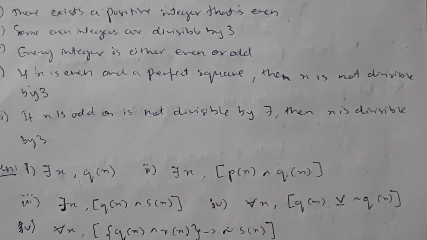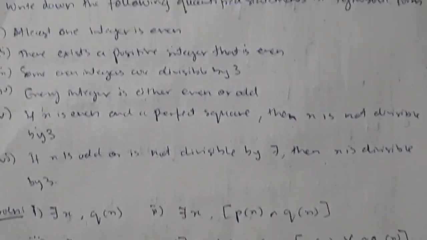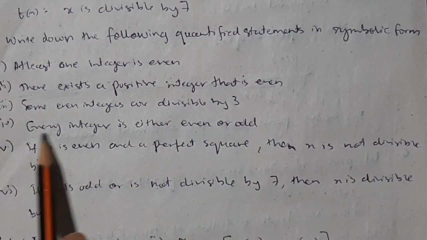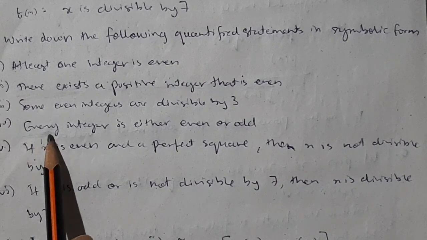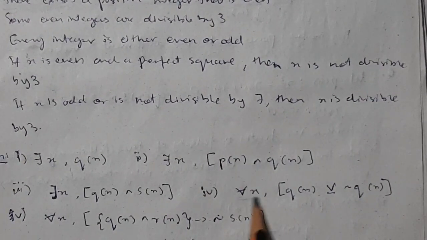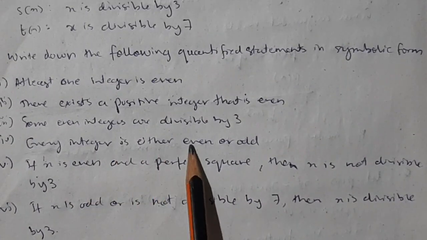Now let's see how the universal quantifier symbol works. Observe the fourth question here: every integer is either even or odd. This word "every" means it's a universal quantifier. So you will use this symbol here, and then what's given here? Every integer is either even or odd.